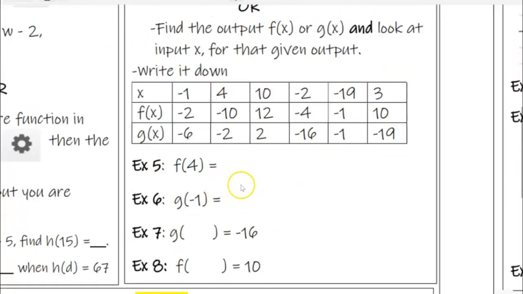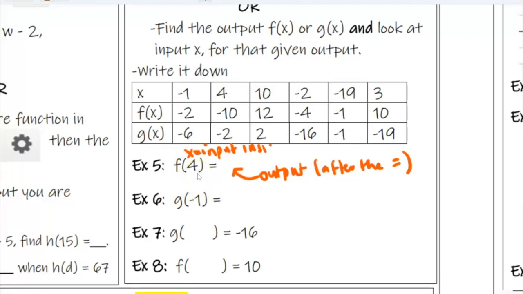All right, so let's again define the input. The input is whatever is inside the parentheses. In the parentheses is input. So x is equal to the input. And then the output is whatever your answer choice is once you've put it through the function. So your output is after the equal sign. Okay, so your input is inside the parentheses. So let's go ahead and write that out. And your output is after the equal sign.